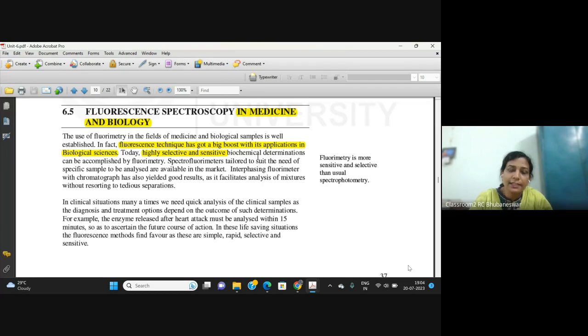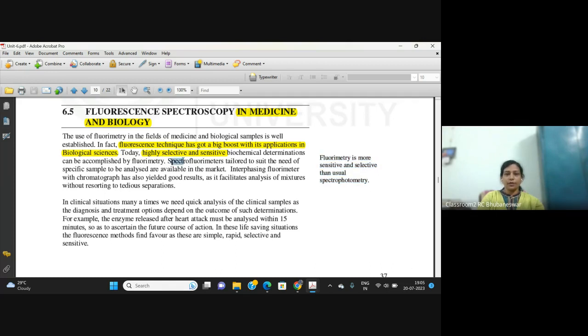These are very selective and sensitive for biomedical determinations, and it can be accomplished by fluorimetry. So spectrofluorimeter: in the first class, people were asking about this. By this time, we are seeing it again and again. It's not like we are not saying fluorimetry, we are also saying fluorimetry. It is more sensitive and selective than any usual spectrophotometry, like UV-visible spectrophotometry.